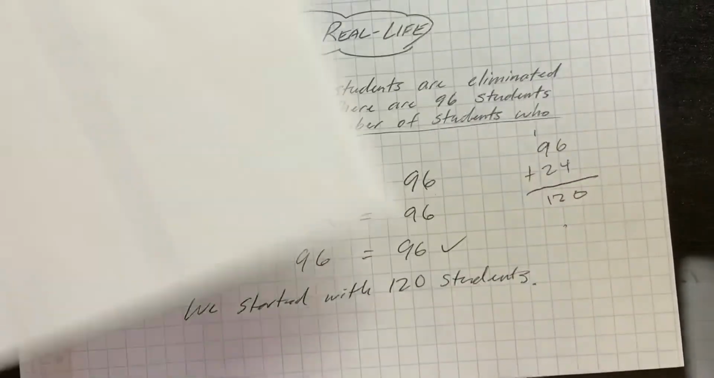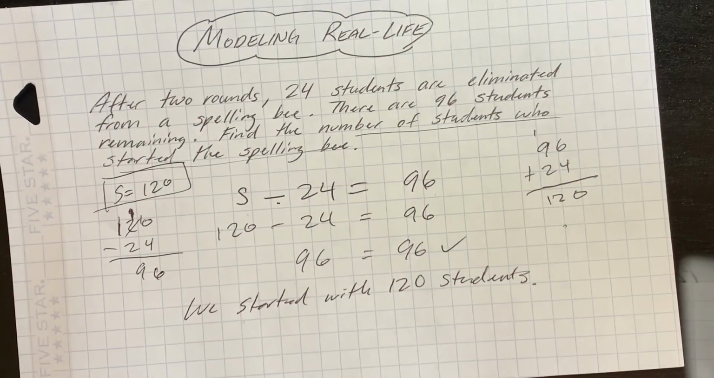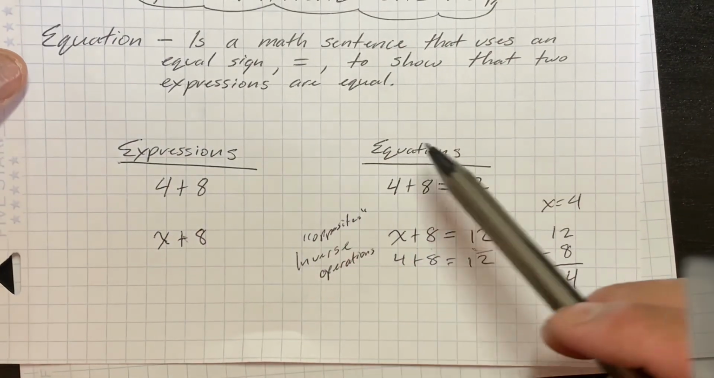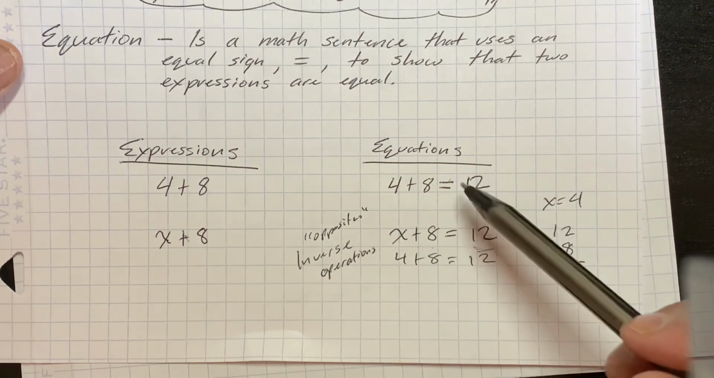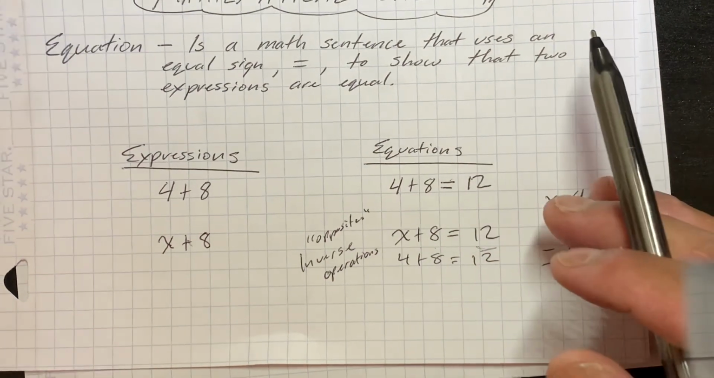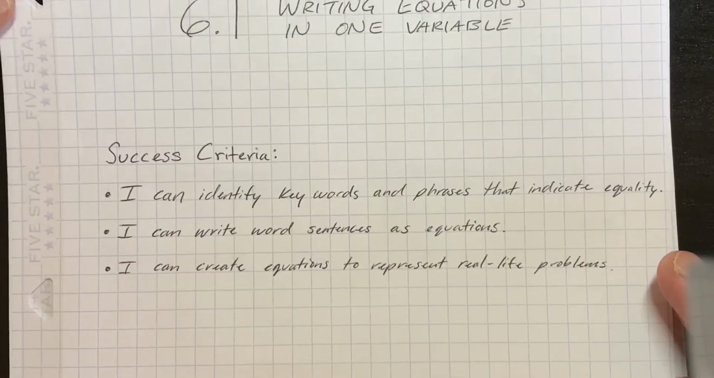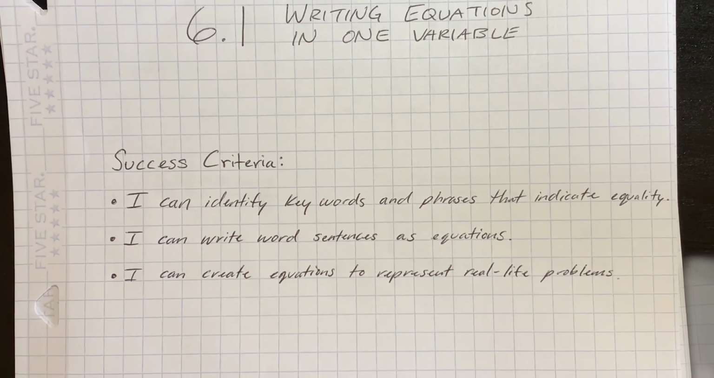Again, just to recap, don't forget that equations are just like algebraic and numerical expressions, but equations only have equal signs. That's the only difference, really. Just to recap for 6.1, writing equations in one variable: by now, you should be able to identify keywords and phrases that indicate equality. You should also be able to write word sentences as equations and create equations to represent real life problems.